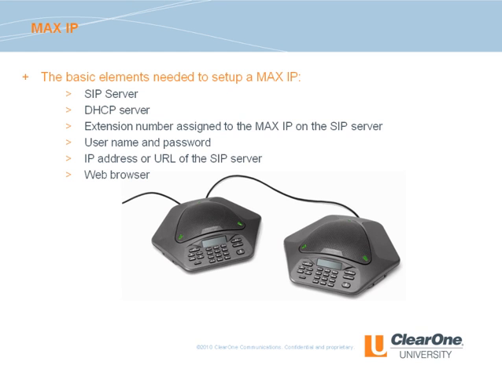You will need a SIP server, a DHCP server for IP addresses, an extension number assigned to the Max IP on the SIP server, the username and password that is expected by the registrar or SIP server for registering and authenticating to the server, the IP address or URL of the SIP server that the Max IP will register to and route calls through, and any current web browser like Firefox, Chrome, Internet Explorer, or Safari for Mac for configuring the elements above. CleareOne provides an administrator guide for detailed setup instructions.